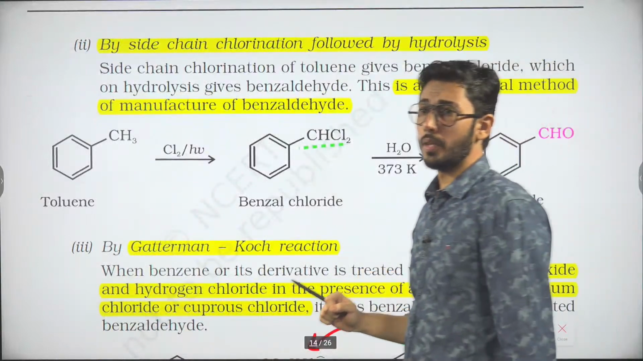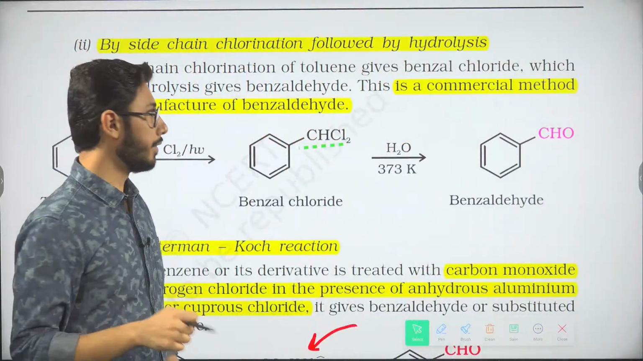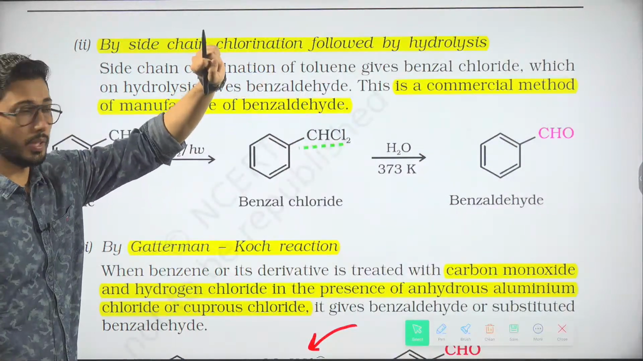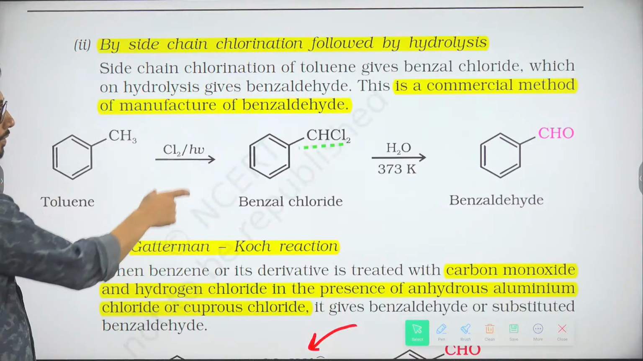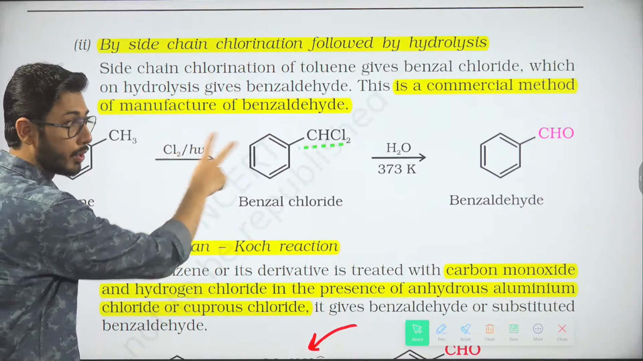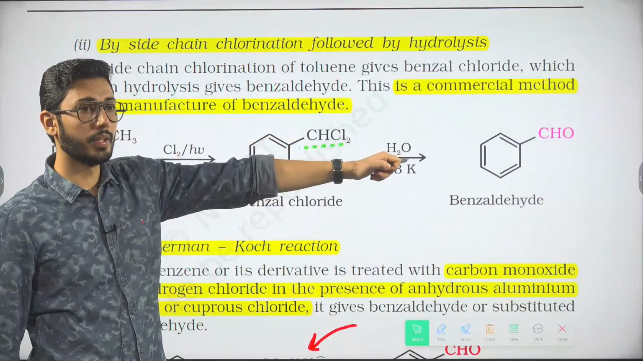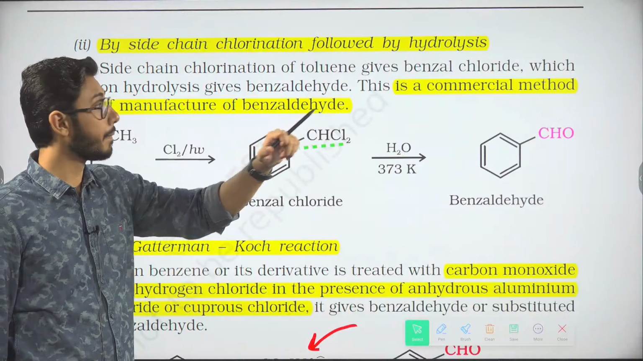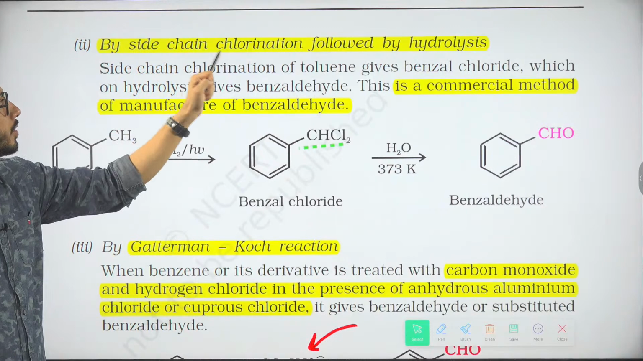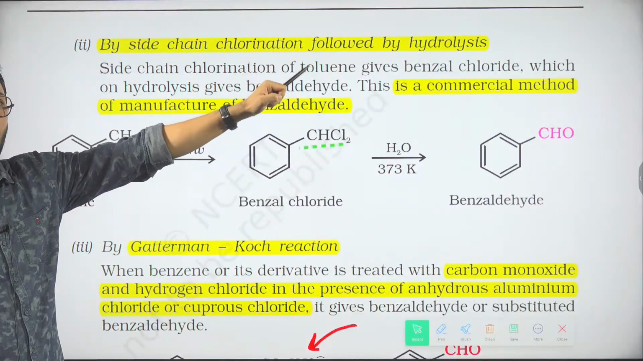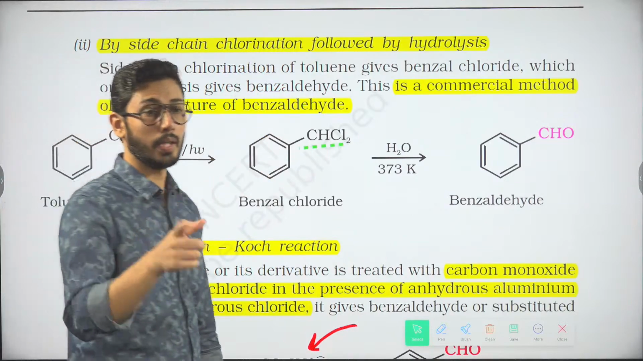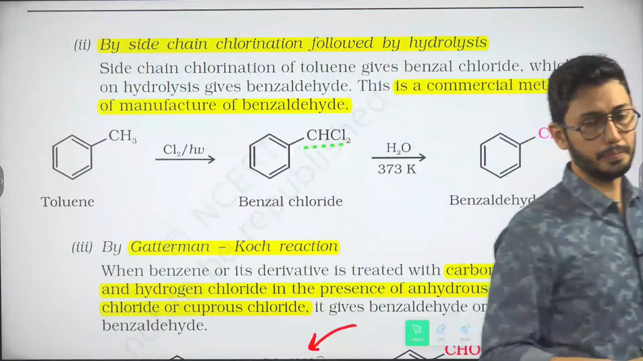Another is the commercial method to prepare benzaldehyde. Which one? Side chain chlorination, followed by hydrolysis. Again toluene, Cl2 with light, from the alkanes chapter, free radical substitution. How many times substitution? Two times. And then hydrolysis is done. The point to remember: the commercial method of preparation of benzaldehyde is side chain chlorination followed by hydrolysis. Toluene is again converted to aldehyde just like Etard, but this is a commercial method.